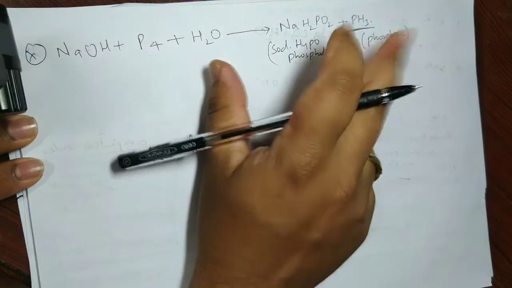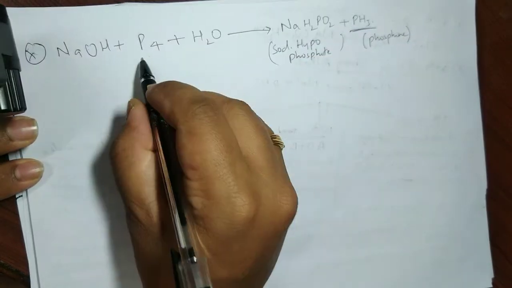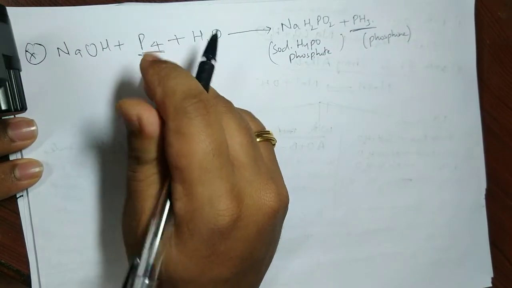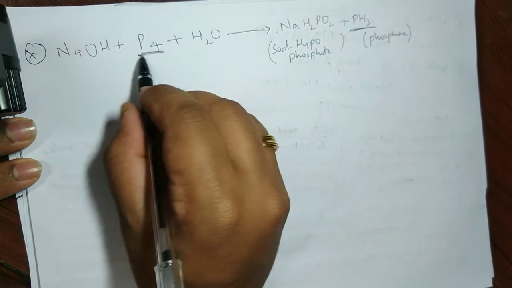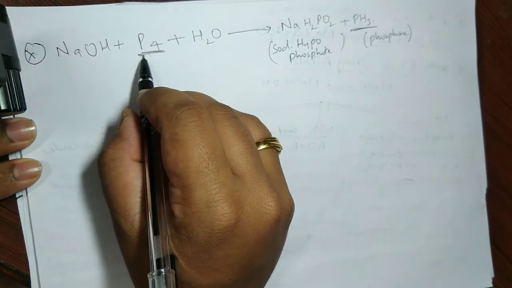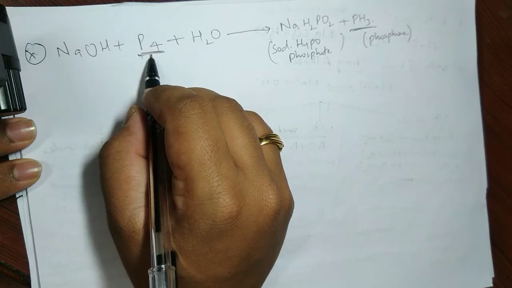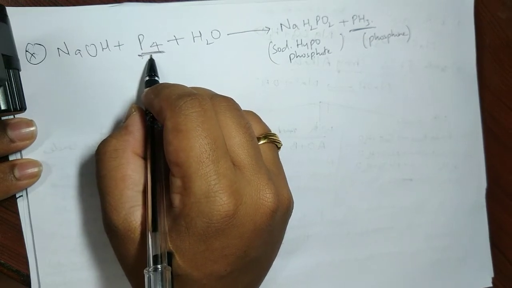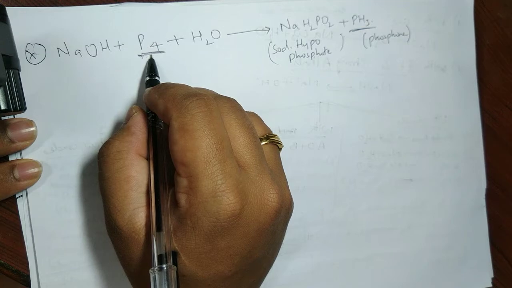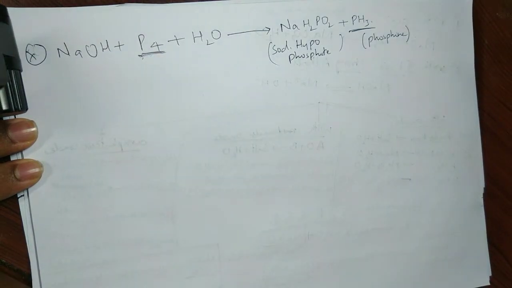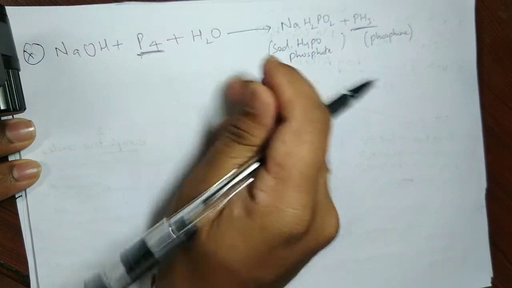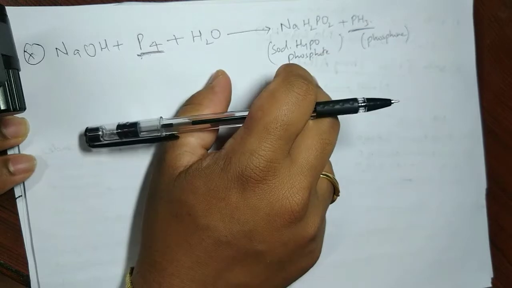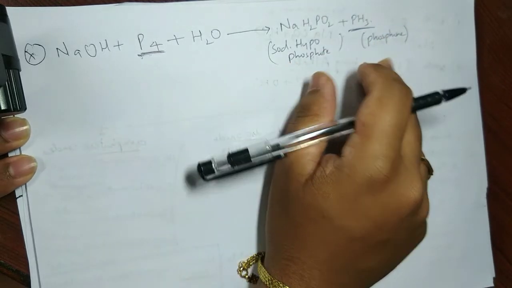So on a whole, the phosphorus that we use is yellow phosphorus. There are various allotropes of phosphorus, and we use yellow phosphorus. Even though it is yellow, it should actually be white in color. So this yellow phosphorus, when treated with NaOH in the presence of water, forms sodium hypophosphite plus phosphine.